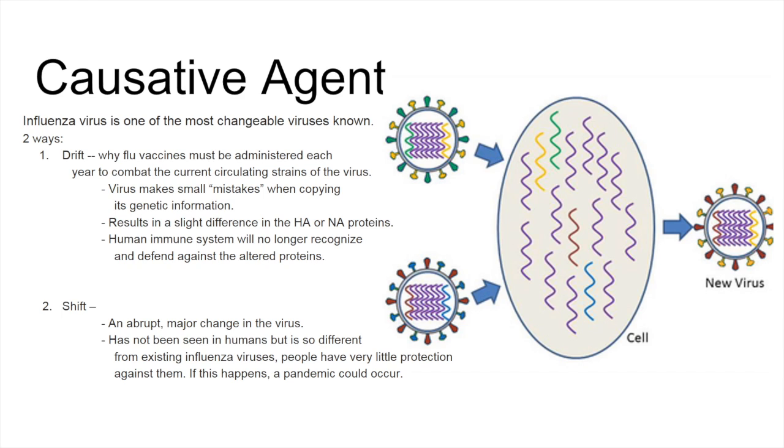The changes may be significant enough so that the immune system will no longer recognize and fight off the altered proteins. This is why you can repeatedly get the flu and why flu vaccines are given each year to fight the current circulating strains of the virus.